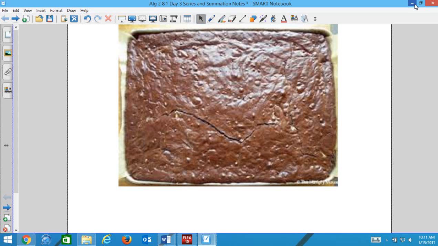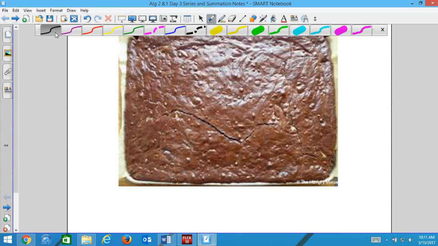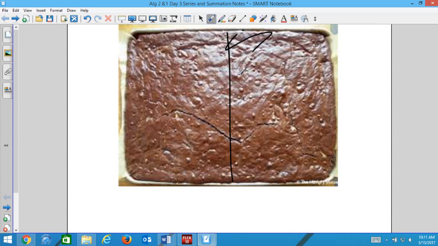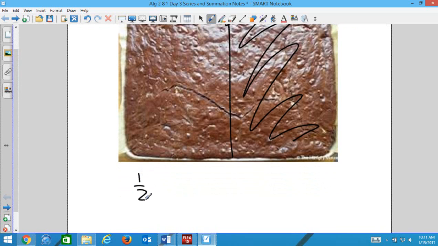Only half. So I ate half. And then the next day, you remember this problem, we've done this before. The next day, I did not want to eat all that was left over, so I only ate half of what was left over. But tell me, how much did I eat of the whole pan on the second day?